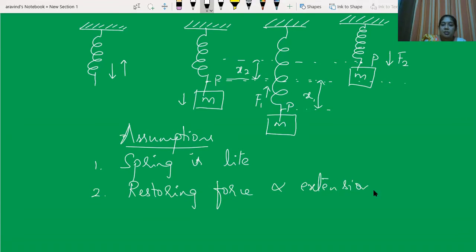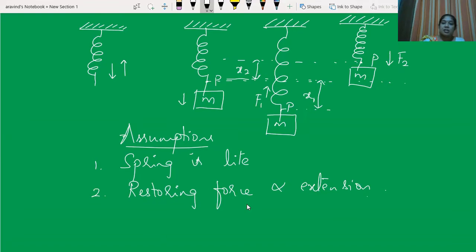What do I mean by that? Say in this case, the extension in the spring is x1. So how much is the value of the force F1? It should be proportional to the magnitude of x1. So the more the extension, the more restoring force. The less the extension, the less the restoring force. I can say the restoring force depends on the extension.